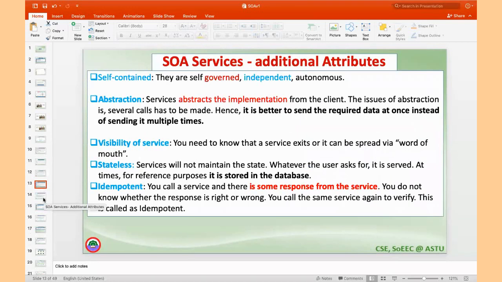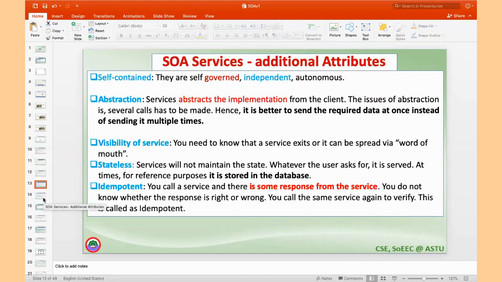Suppose if you look into service characteristics, there are a couple of characteristics as per the SOA specification. One is self-contained. Every service should be self-contained. It should be governed, independent, autonomous, right? And it should have some kind of abstraction. Abstraction is nothing but a description, not the implementation.